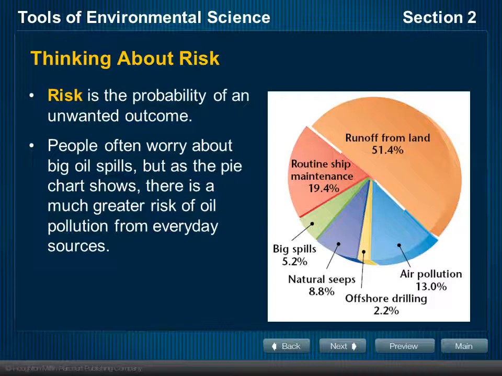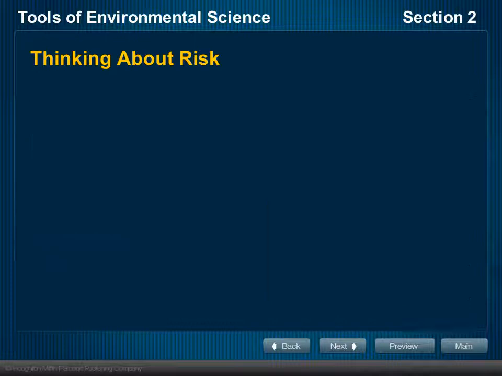The reason I point this out to you is because, in terms of risk, there are many politicians, media, and so forth, who make a big deal out of big oil spills, out of offshore drilling, creating oil pollution, when statistically, those things that get the big media coverage because they're big and they draw attention don't put out nearly as much oil pollution as what our everyday use of vehicles or ship maintenance does. So it's just important to try to think about and understand these things in clear terms.